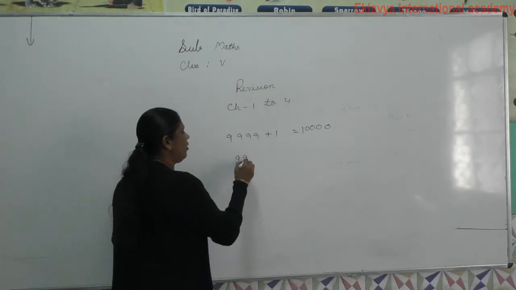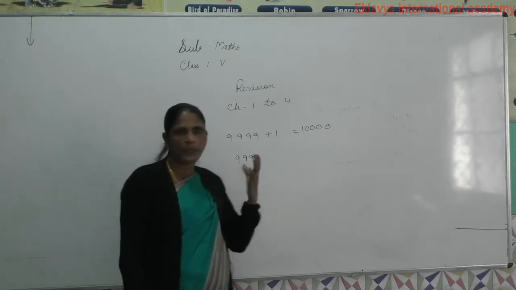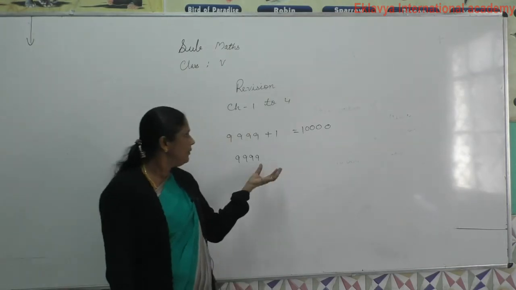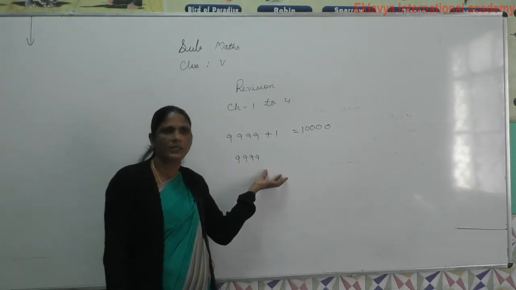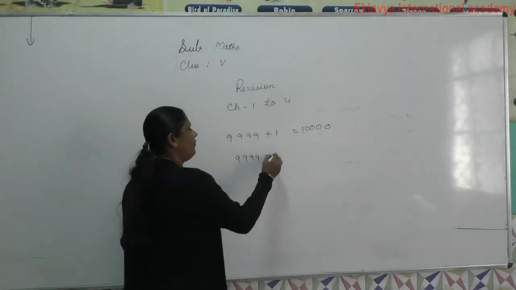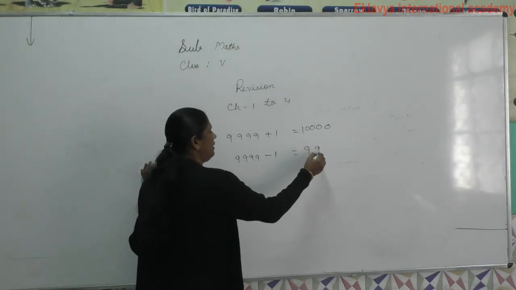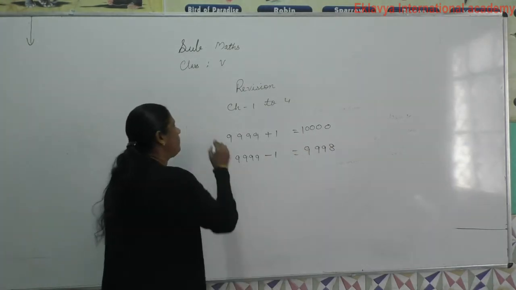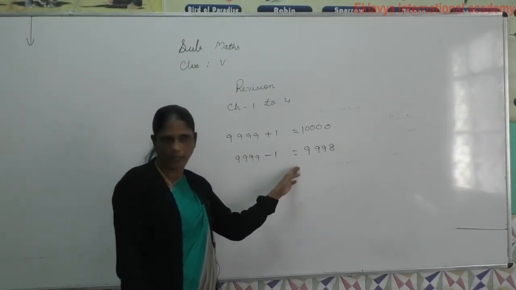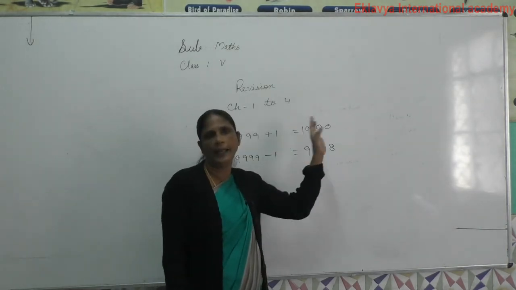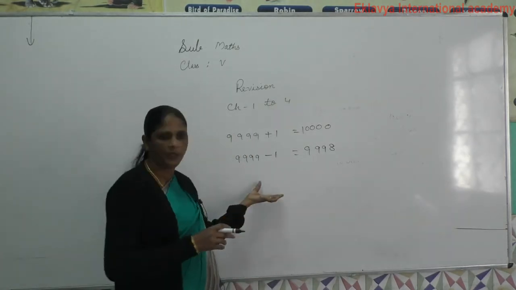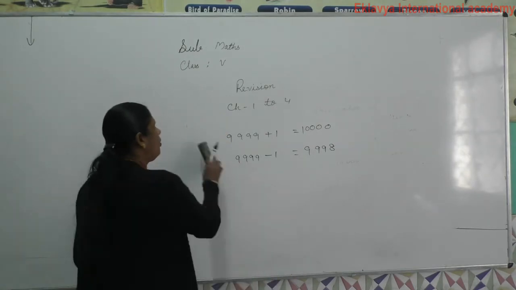What is the predecessor of this number? To get a predecessor, we subtract 1 from the given number. 10,000 minus 1 is equal to 9998. The predecessor and the successor. Understand? Predecessor means subtract 1, successor means add 1 to the given number. Next, Roman numerals.